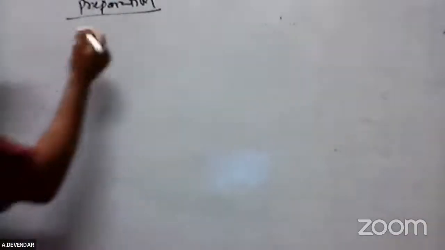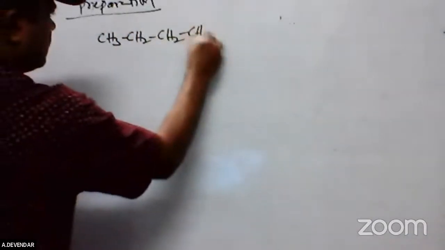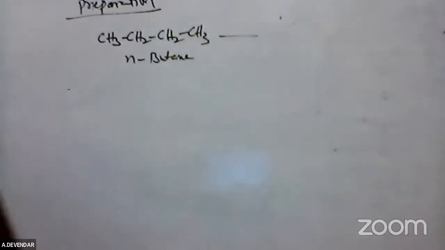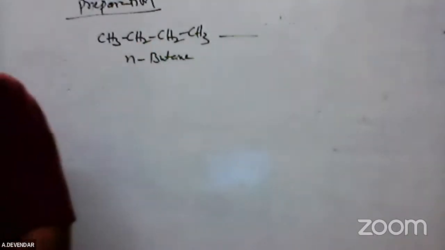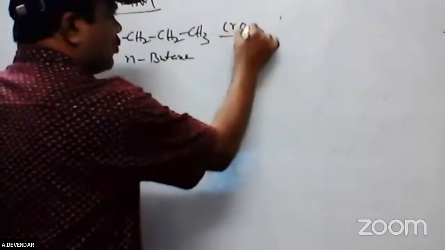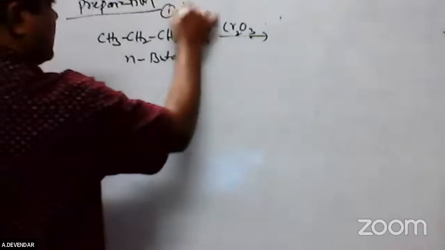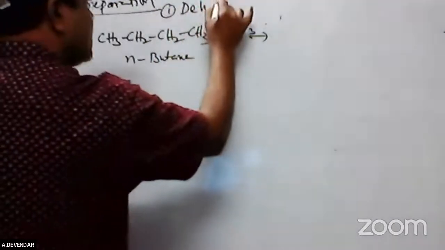The preparation of 1,3-butadiene starts from n-butane. This is n-butane, which undergoes dehydrogenation with the help of chromic acid. Dehydrogenation means removing only hydrogen. This is the chromic acid which is used in the laboratory.